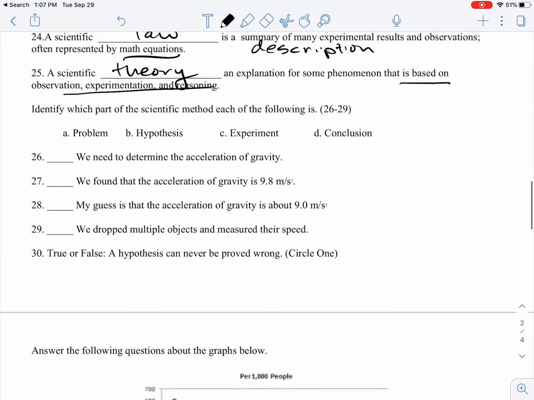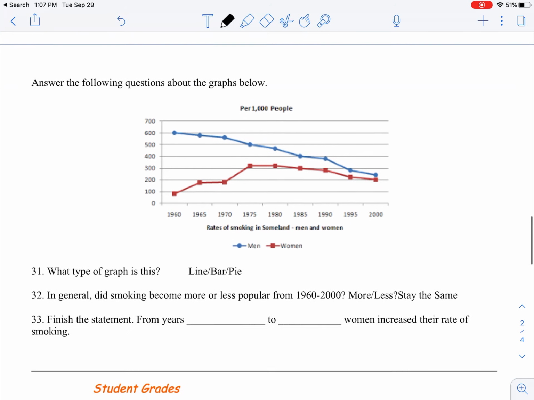Okay. A couple parts left here. We need to determine the acceleration of gravity. That would be the problem. We found what it turned out to be. That would be your conclusion. Your guess is your hypothesis, and your experiment is what you actually did. Hypothesis can never be proved wrong. That's false.